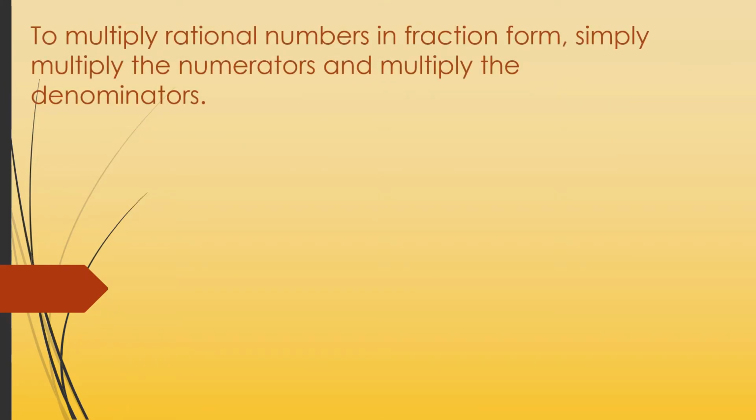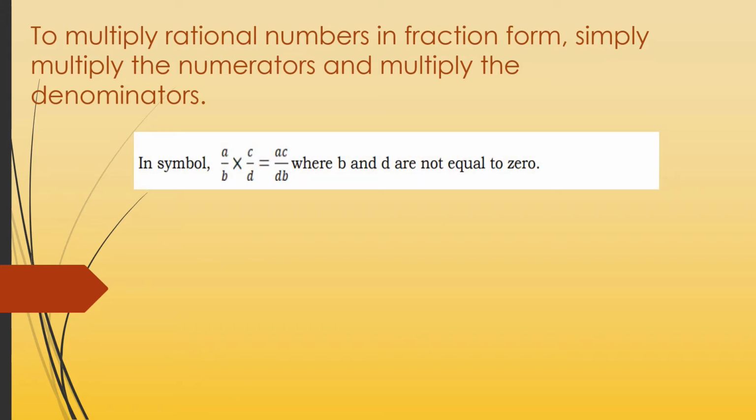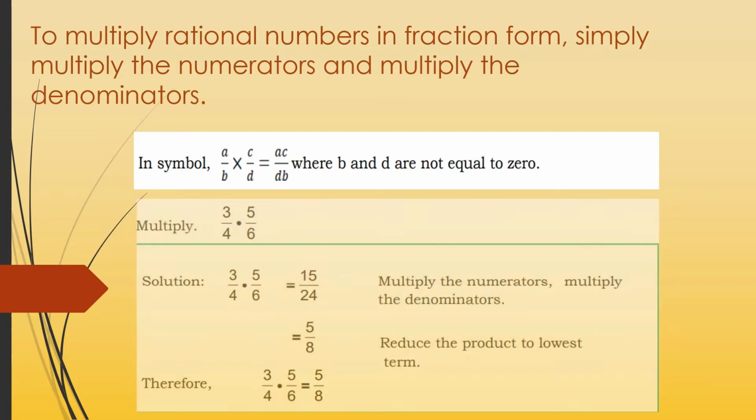To multiply rational numbers in fraction form, simply multiply the numerators and multiply the denominators. In symbols, that is a over b times c over d is equal to a times c, or ac, over b times d, or bd, where b and d are not equal to 0, because the answer will be undefined if that is equal to 0.